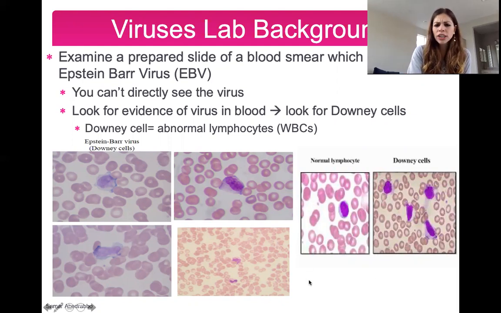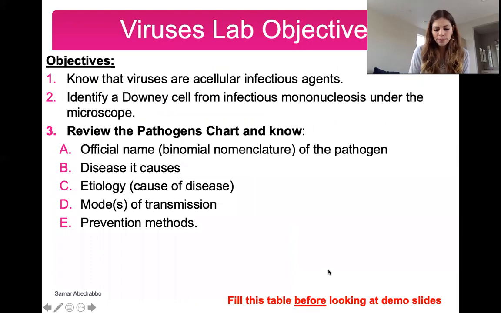So you're going to look at Downey cells. And for your lab practical, we want you to know that viruses are acellular infectious agents. They are not cells. Be able to identify a Downey cell under the microscope, so know what a Downey cell looks like. Again, it's a lymphocyte that looks abnormal.